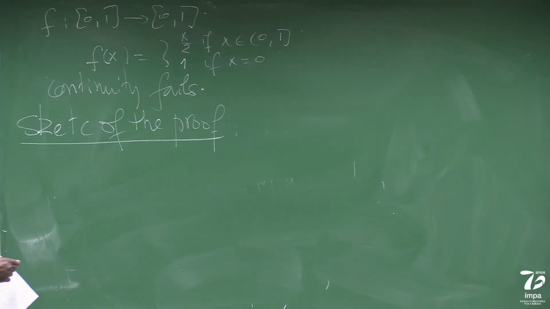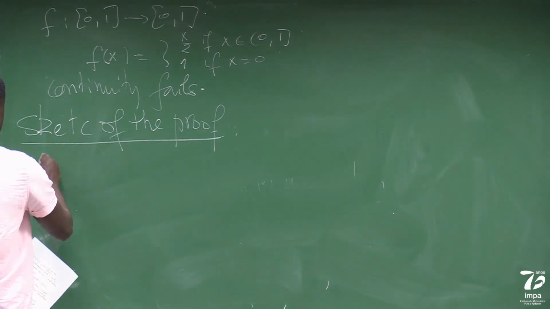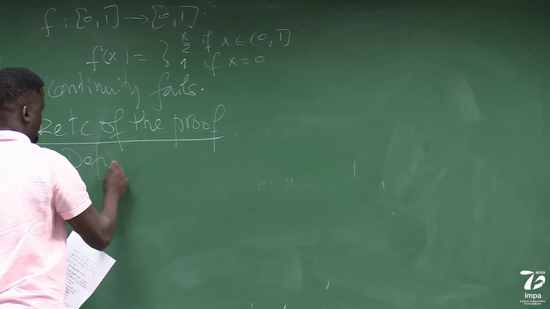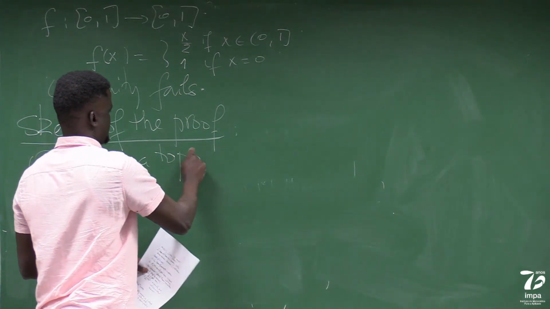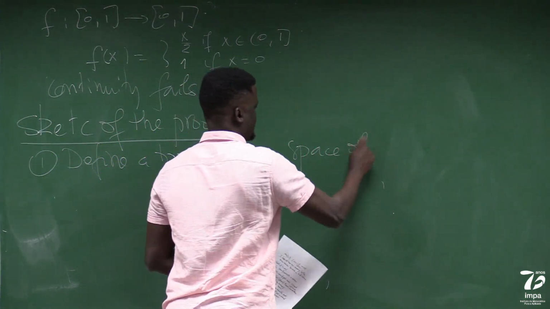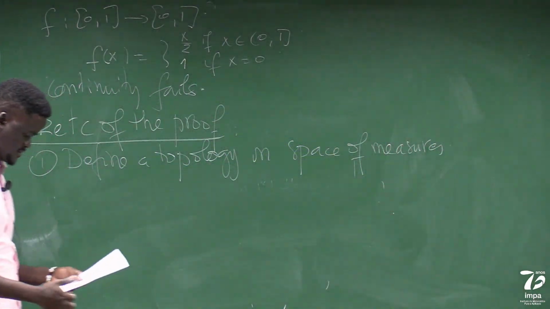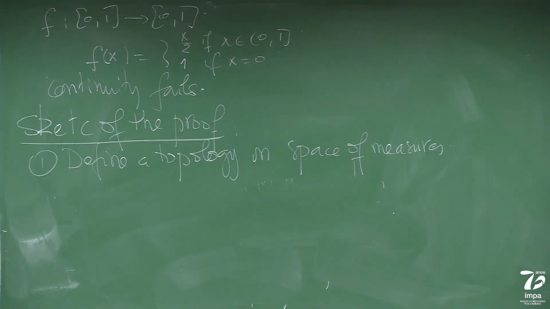So the first thing to do here is to define a topology on the space of measures. We call it the weak star topology. And this is a topology that we will define using continuous bounded functions. So let me just tell you the intuition behind this topology.